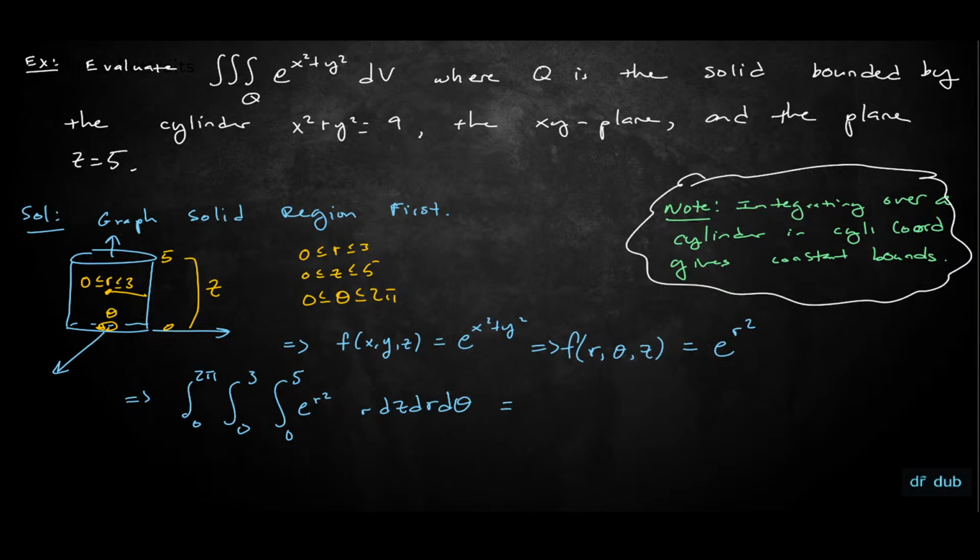And this is constant bounds. It's separable, so actually we can change it to be integral 0 to 2 pi d theta, integral 0 to 3 r e to the r squared dr, integral 0 to 5 dz. So we know what the first and last integral are going to be. Those are going to be pretty easy. So this is going to become 10 pi times the integral. How do we do the second integral?